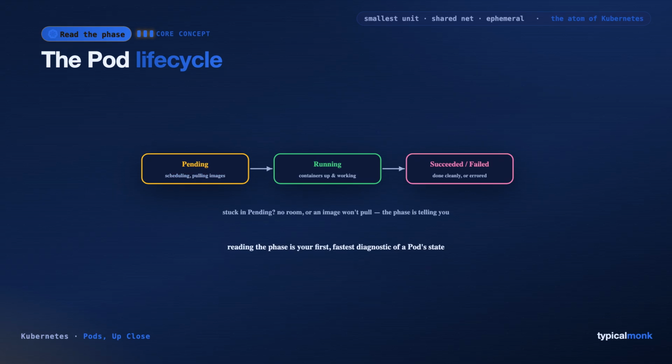When you inspect pods with kubectl, this phase is one of the first things you check. It is the pod telling you, at a glance, exactly where in its life it stands. Learn to read the phase, and you can immediately orient yourself when something is wrong.